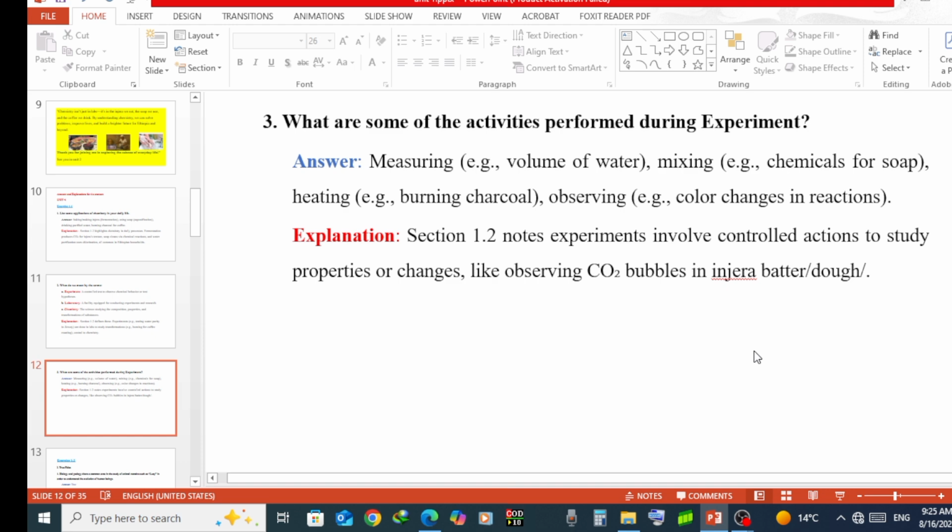To explain this, in your book section 1.2 notes, experiments involve controlled actions to study properties or changes, like observing the carbon dioxide bubbles in injera batter or dough in the Ethiopian case. Therefore the carbon dioxide bubbles are the ones that we have to observe. Therefore measurement and observation are two important things during the experiment, besides other things.